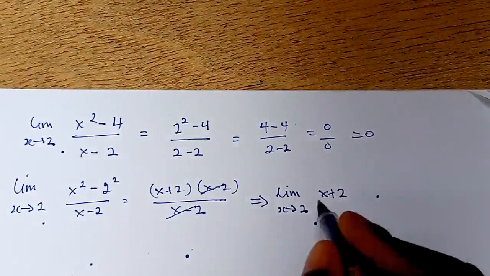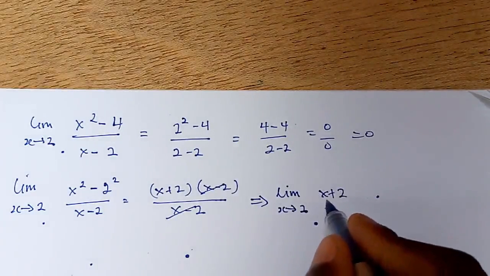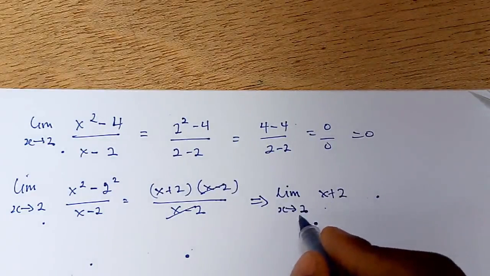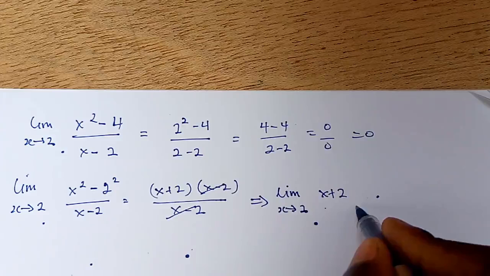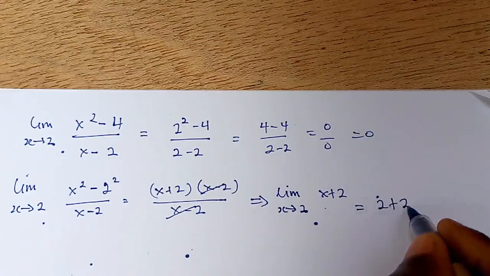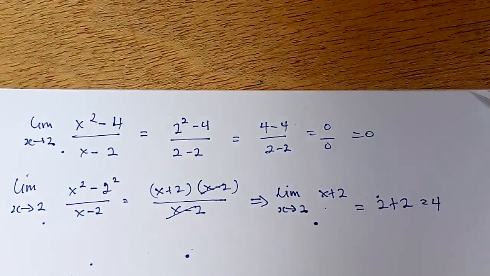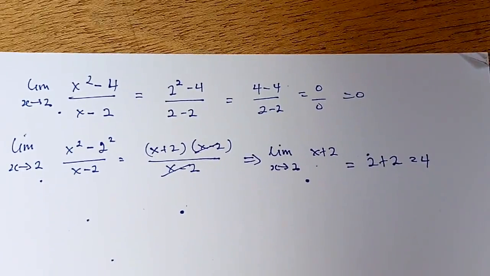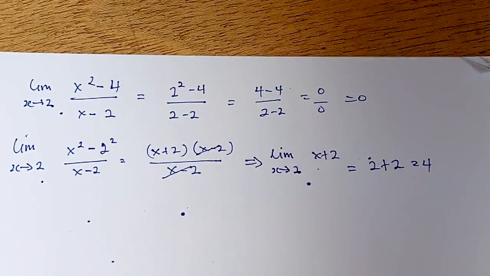Okay, so what do we do now? We can just substitute x equal to 2 here, and 2 plus 2 gives us 4. Very simple like that. Okay, so let's take another example and see how we can solve it, so that after this example I know that we can solve any other questions.